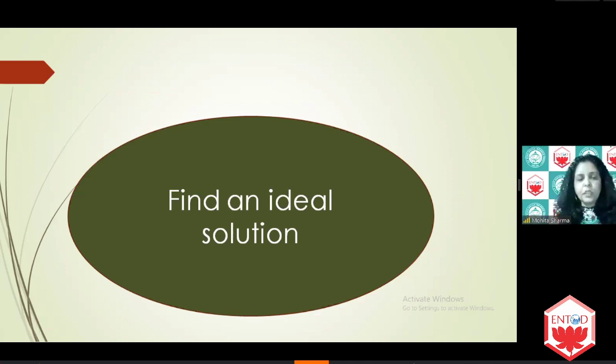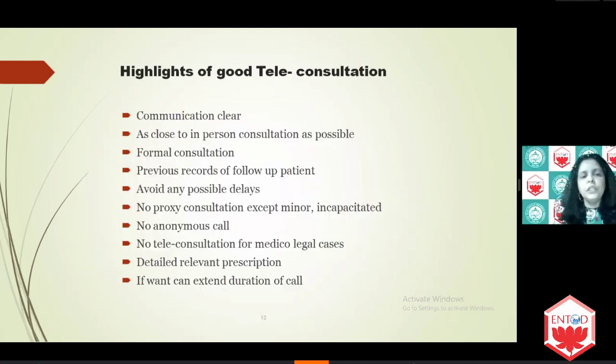Now, I want you to again go back and try looking for an ideal solution. And these are some of the highlights. Once you start doing telemedicine, this is what you should do. Your communication should be clear and as close to in-person consultation as possible. You should be formal while you are consulting. You should not use any informal language. You should ideally have the previous records of your follow-up patients. You should avoid any possible delays because this again disturbs the patient.